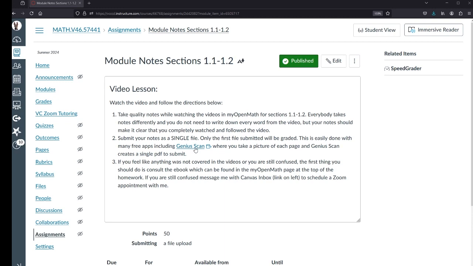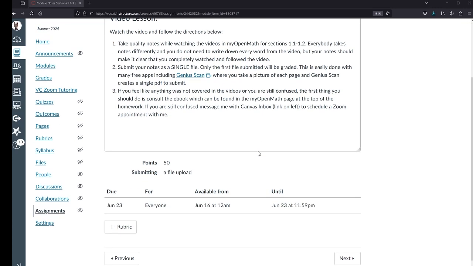Basically, what you're going to do is you take pictures of your 9 pages of notes. Genius Scan puts it all together into one PDF, and then you will submit that PDF to this assignment right here, making sure that you do it by the due date. Right, June 23rd at 11:59. Make sure you have it in well before that so you don't have any technical issues. You get the thing submitted, and then I'll come in and grade it. I'll look it over and say, does this person actually look like they watched and followed along with the videos? And if so, then great, you get your points, we move on. So that's how that will work.